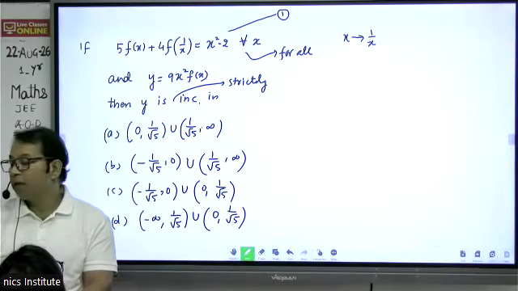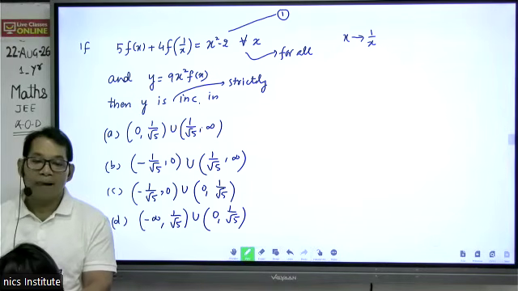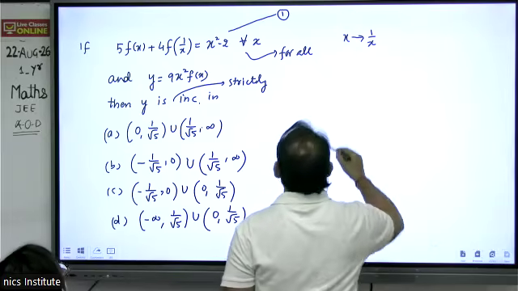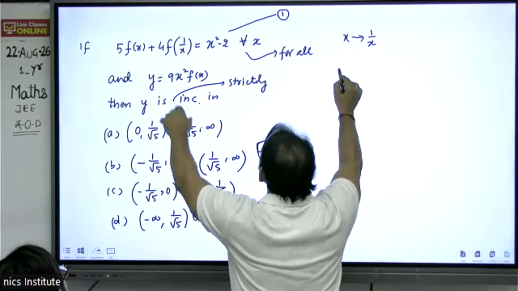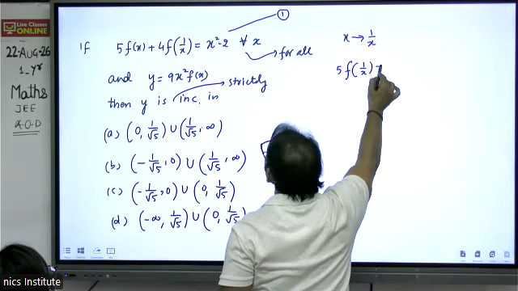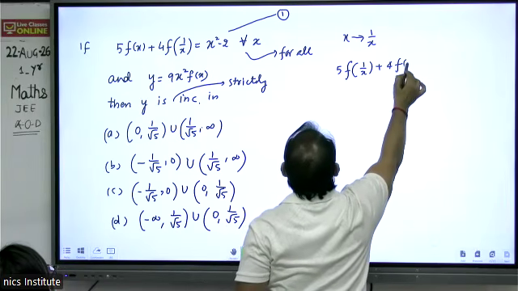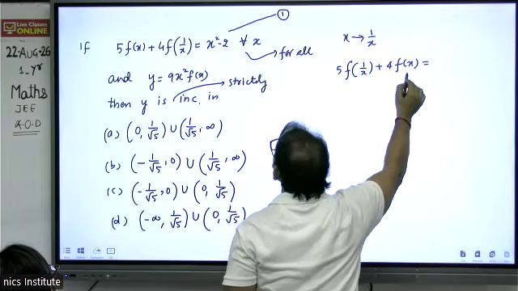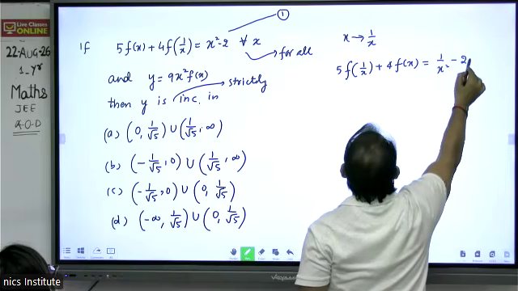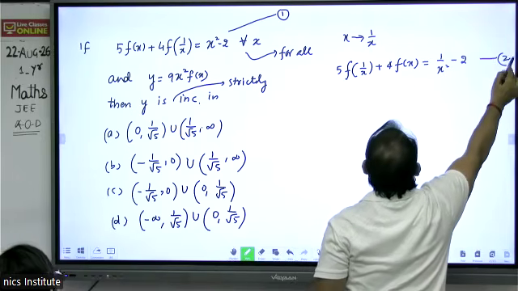X replace. You have to get rid of f of 1 by x. So when you replace x by 1 by x, it will be like this. So this is equation number 2.